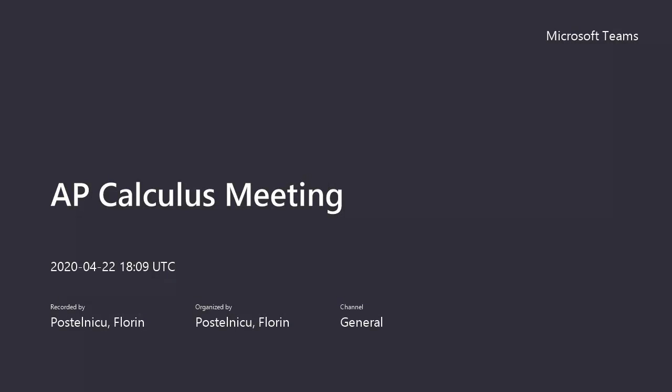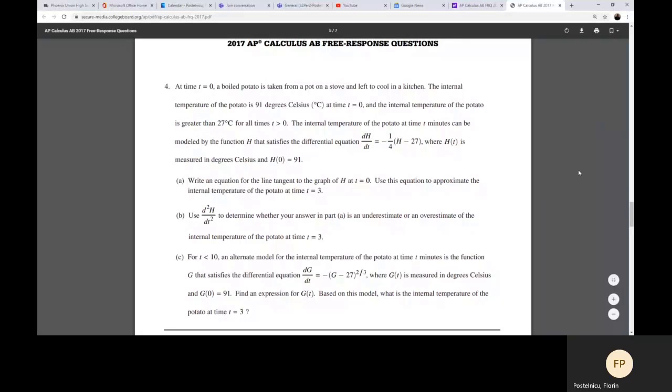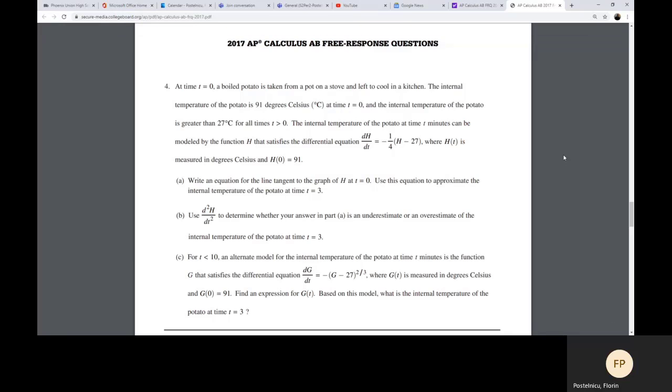Hi, today we'll be solving a new problem. This is problem number 4 from the 2017 AP Calculus AB free response questions. It's a very interesting problem because we see a potato on a stove and left to cool in a kitchen. The internal temperature of the potato is 91 degrees Celsius at time t equals 0.